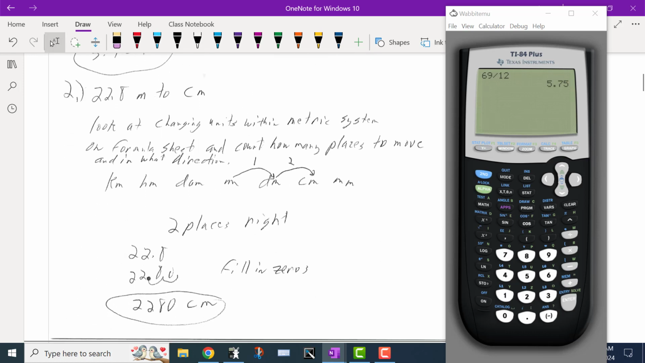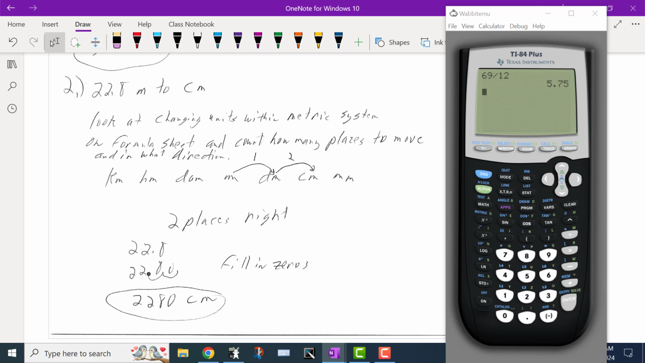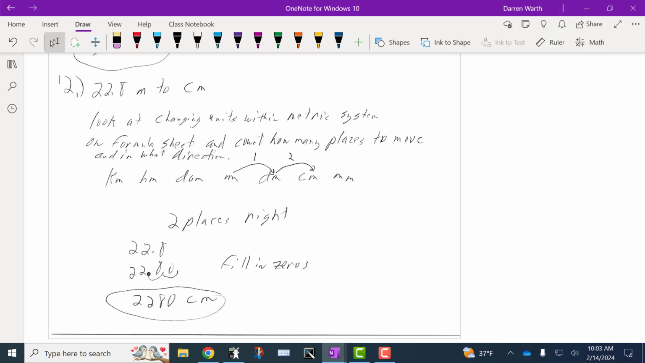On this next problem, another conversion one. It says I want to convert 2.8 meters to centimeters. So we're going to look at change in units within the metric system on the formula sheet and count how many places to move and in what direction.